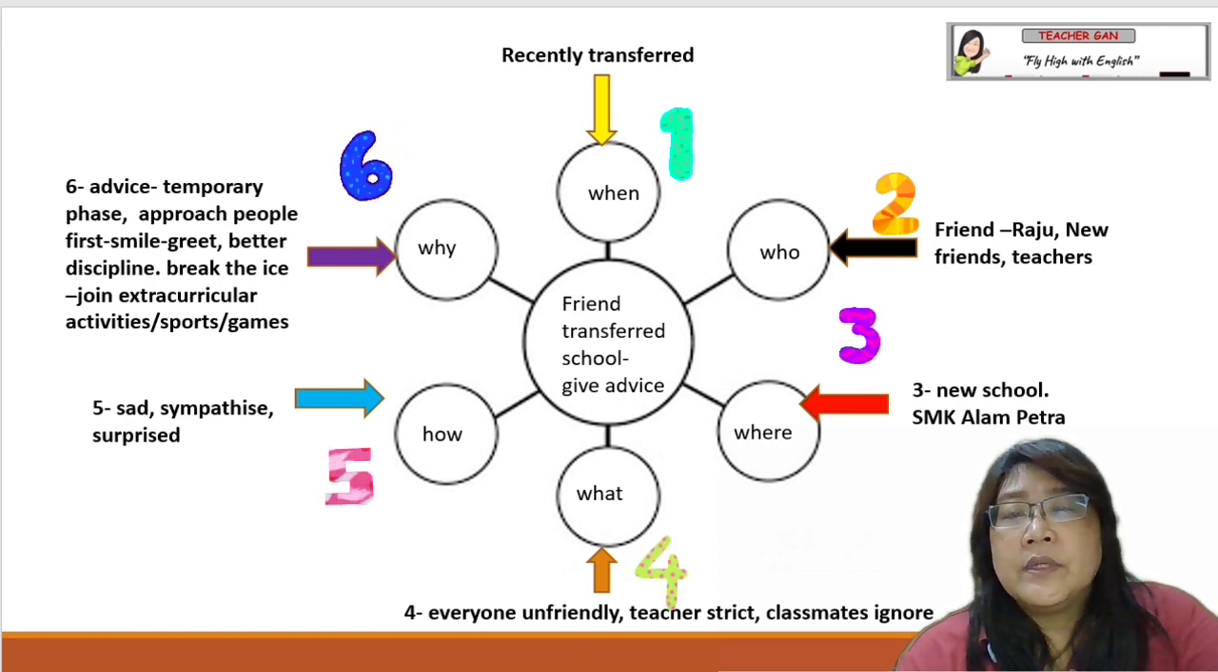You can write, maybe you give advice like it's just a temporary phase. Maybe Raju should approach people first, smile and greet. The teachers are strict because he will have better discipline, and then maybe Raju can try to break the ice and join extracurricular activities or sports or games.